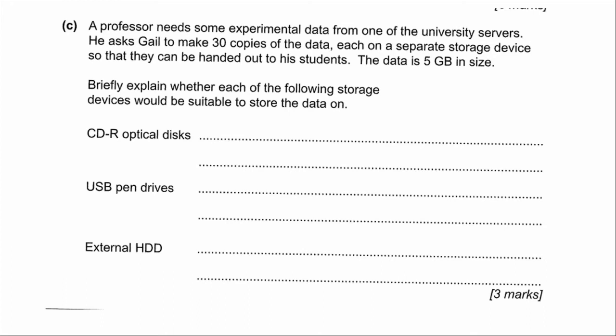USB pen drives do come in storage capacities greater than 5 gigabytes, so they're good, and they're small, portable, and fairly low cost as well, so they would be fairly suitable because you can give them out. External hard disk drives would have a capacity large enough for storing the 5 gigabytes, but they're a lot bigger than USB pen drives, aren't they? And they're probably more expensive as well. So the USB pen drive would be the place to go here.